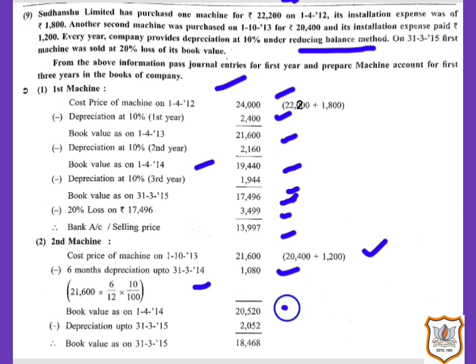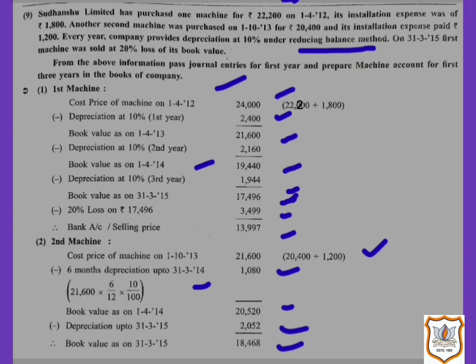Now we will calculate depreciation at the end of this year. So here depreciation up to 31st March 2015 would be 2,052, that is 10% of 20,520. In this year, that begins from 1st April 2014 and ends on 31st March 2015, this machine was with us for the whole year. We have utilized it for the whole year. So here, whole year depreciation will be calculated. Now, if we deduct it from 20,520, we will get 18,468. That is the book value as on 31st March 2015.